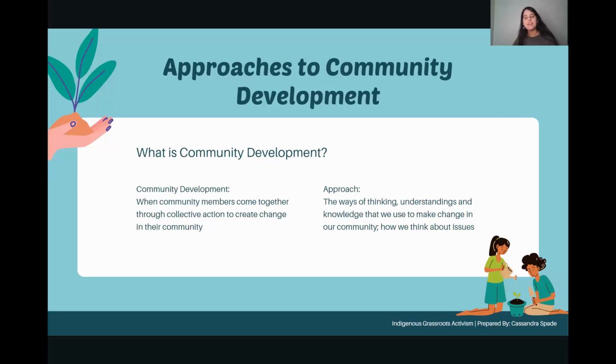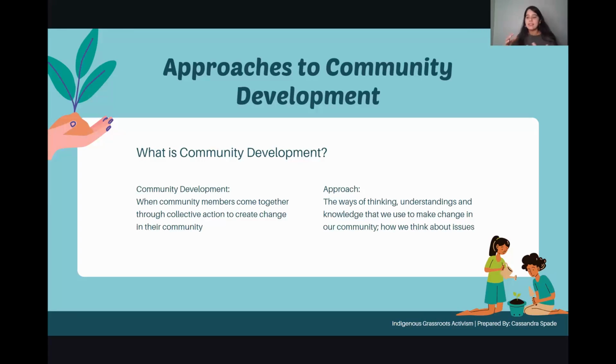However, when we think of community development and activism, we have to think of our approach. So this is about how we're thinking, how we're understanding, and the knowledge we have around our communities and the activism that we're doing. How are we doing our activism? How are we understanding the work that we're doing? And what is our knowledge that fuels this work? It's very important to think about how we are doing things and why we are doing them.